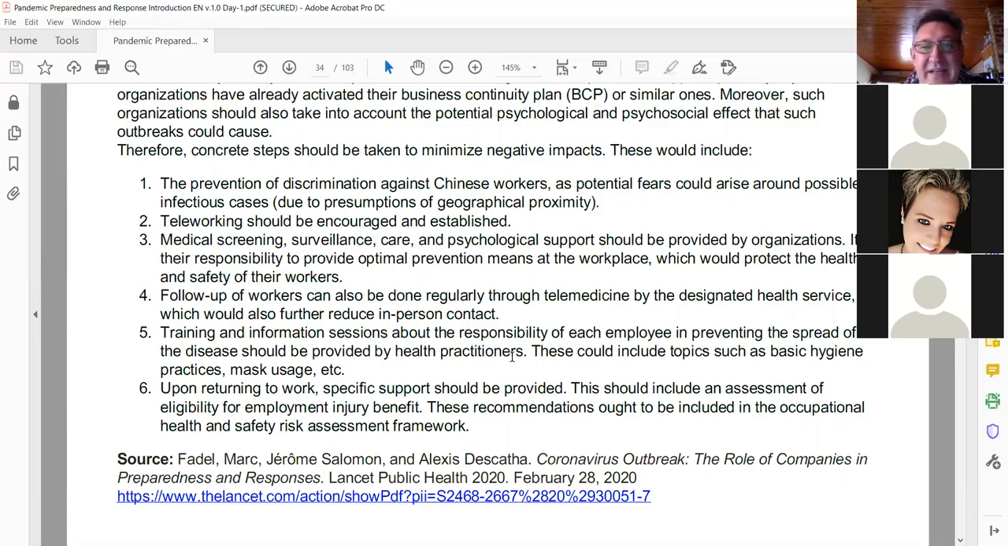Medical screening, surveillance, care, and psychological support should be provided by organizations. And this is where the obligation of organizations is critical. And Quibus, where you are working in the mining environment, firstly, but secondly, where you are actually working with PPE and the supply of this. This is coming back to the Occupational Health and Safety Act. If you're looking at point number three, this is not only compliant with the legal environment, it is actually also a duty of care.